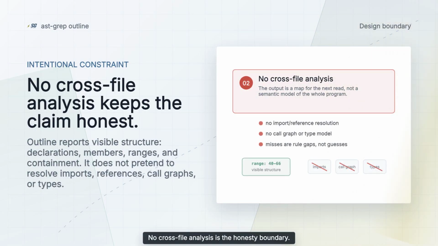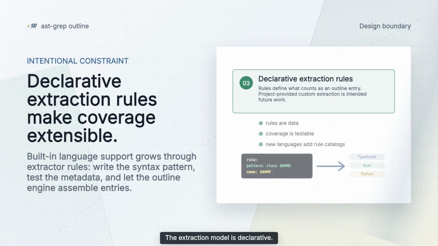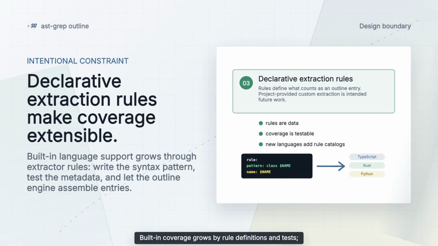No cross-file analysis is the honesty boundary. Outline does not resolve imports, references, call graphs, or types. If it misses syntax, the fix is usually an extractor rule. The extraction model is declarative. Built-in coverage grows by rule definitions and tests. Future custom extractors should let projects add their own shapes without hard-coding CLI branches.